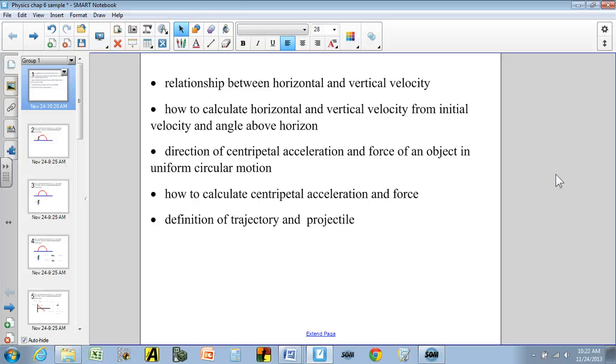Okay, this is a review for the test coming up. Just a couple things you need to know. You're going to have 10 either true, false, or multiple choice questions.